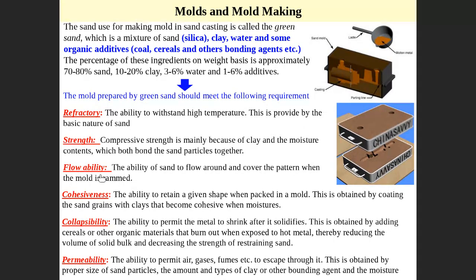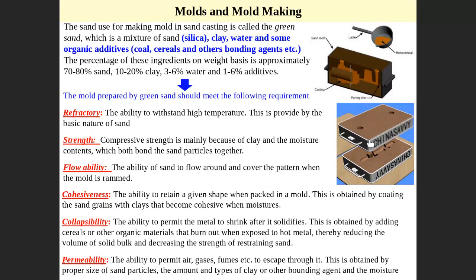Next, flowability. Flowability is the ability of sand to flow around. When you put the pattern inside, the sand will flow around to create the cavity. This is what we call flowability: the ability of sand to flow around the pattern and cover the pattern, until the pattern is removed.